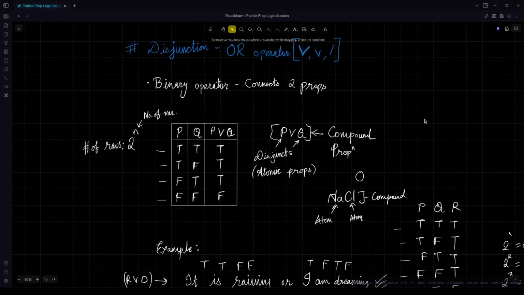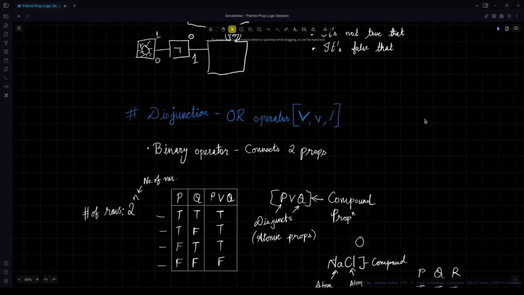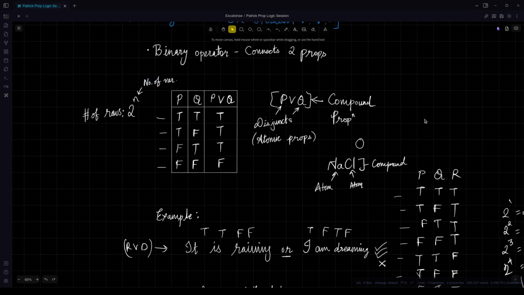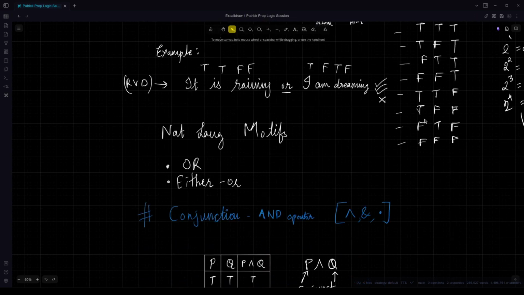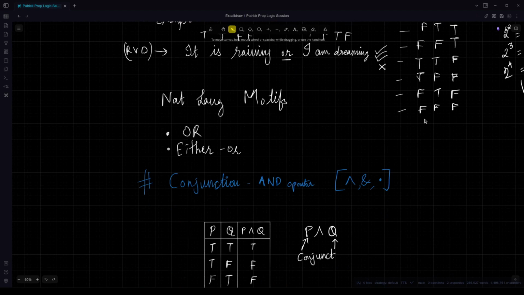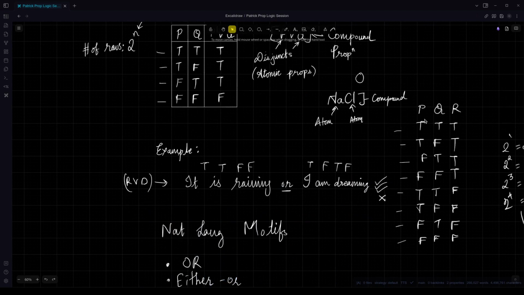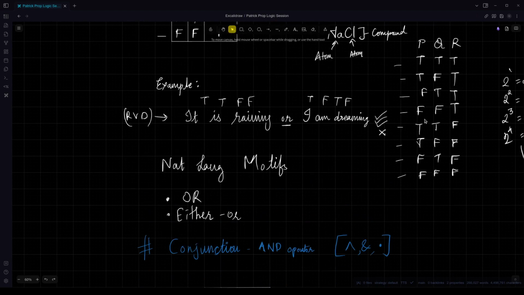So what are the natural language motifs for disjunction? The natural language motifs that we had were or, and either. I'm not sure if we covered any other ones, but I think those two are the main ones, or and either. Then we go on to conjunction.